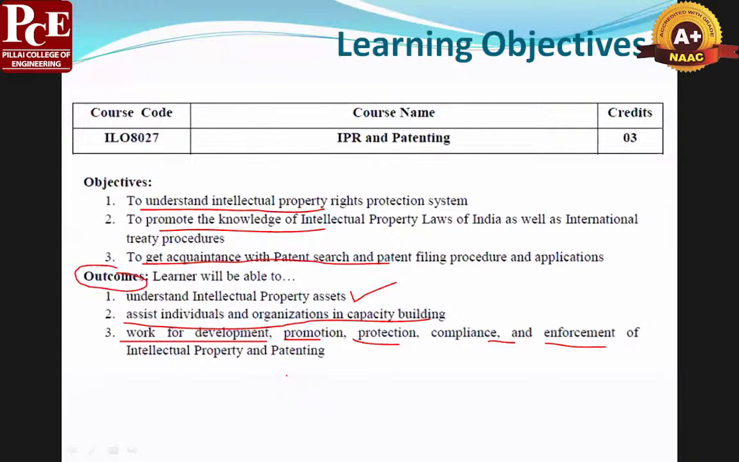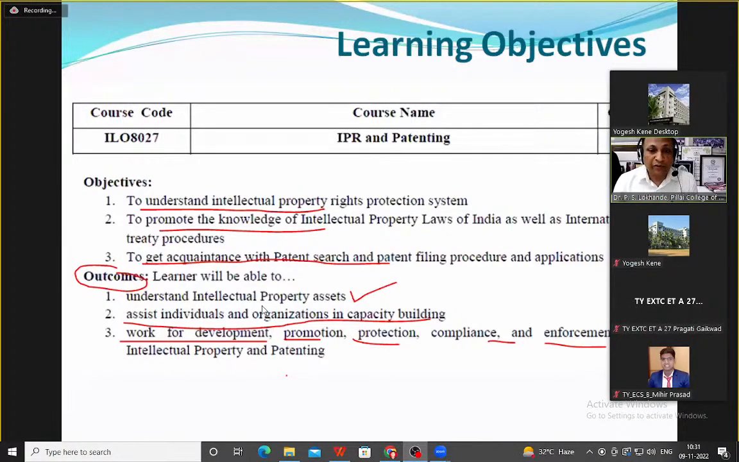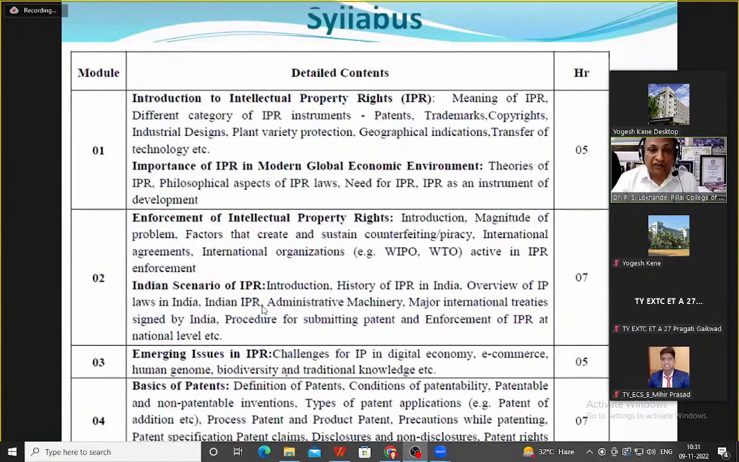So at the end of this syllabus, you will be able to file a patent. You are able to file a copyright. You are able to distinguish between the various IPR components. And also you are able to give the patent agent examination. No extra study is required. This syllabus is capable of catering to all the requirements for the patent agent examination. So about the syllabus.